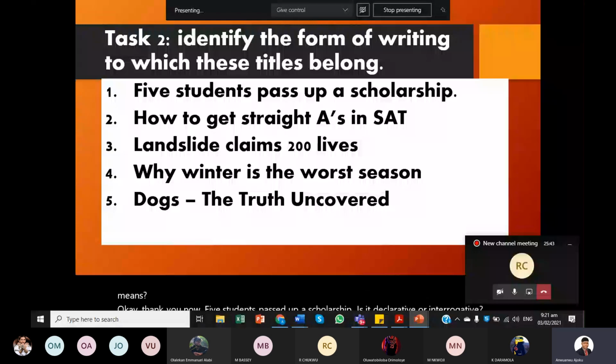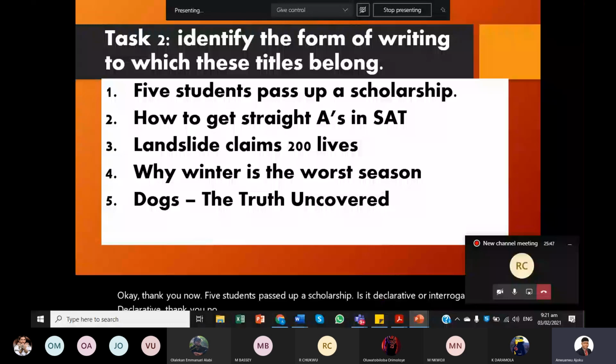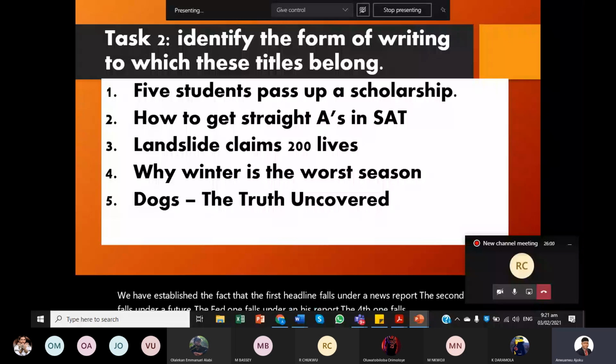Declarative. Declarative. Thank you. Now, we have established the fact that the first headline falls under a news report. The second one falls under a feature article. The third one falls under a news report. The fourth one falls under a feature article. And the fifth one falls under a feature article. Now, look at these titles again, these headlines.